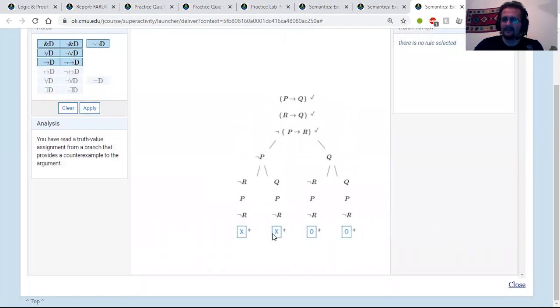Obviously, if all the branches are closed, then there is no reading necessary because there is no value on which the counterexample exists, because there is no counterexample. Right, so that's about it.